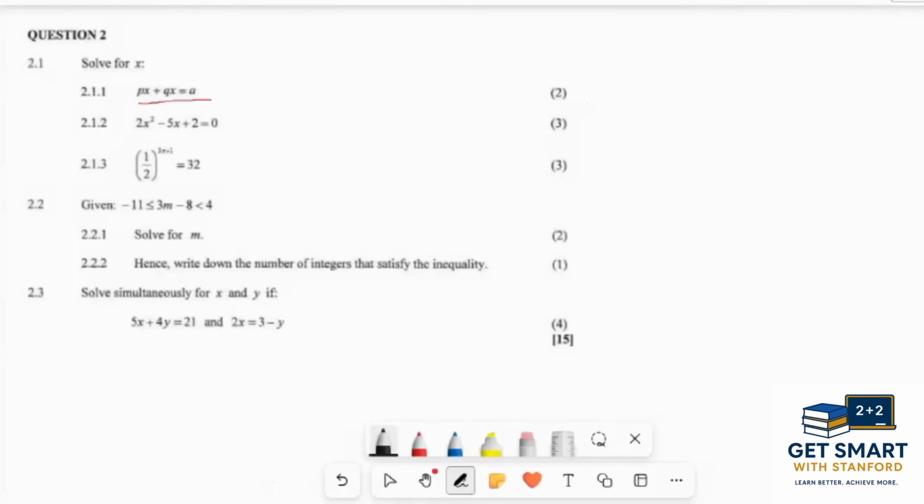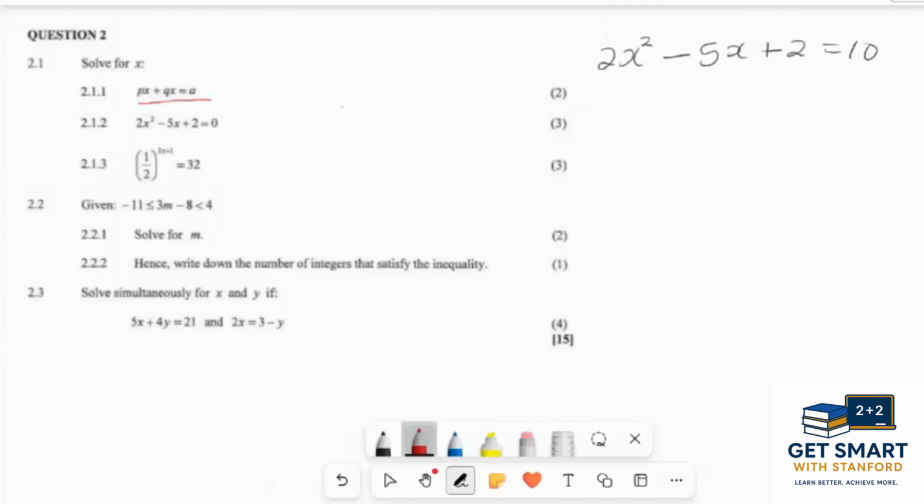They say solve for x if 2x squared, beg your pardon, let me write it here. Solve for x if 2x squared minus 5x plus 2 equals 10. Wow, this looks so nice. It really looks so nice.